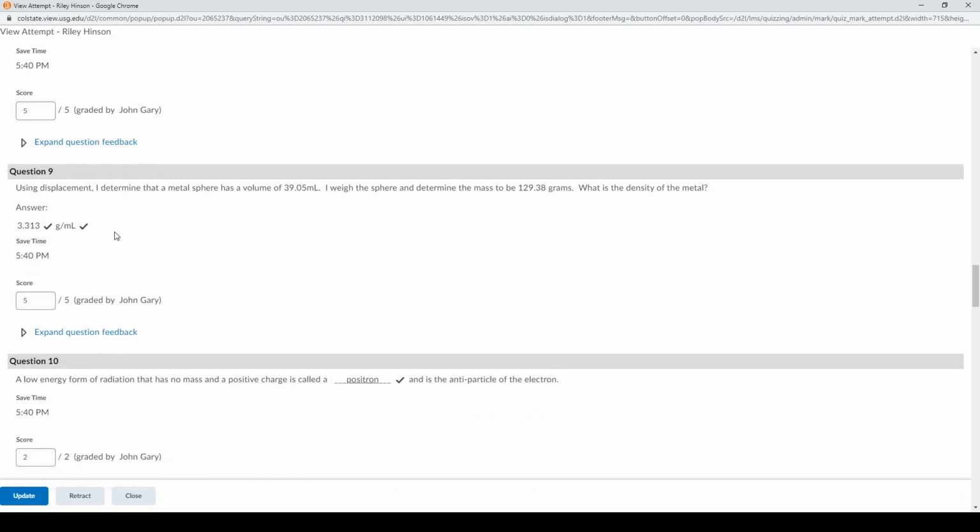Same thing with density here. Most people got that right. It's pretty straightforward, just 129 divided by 39, like the density triangle. So mass divided by volume will give you the density.